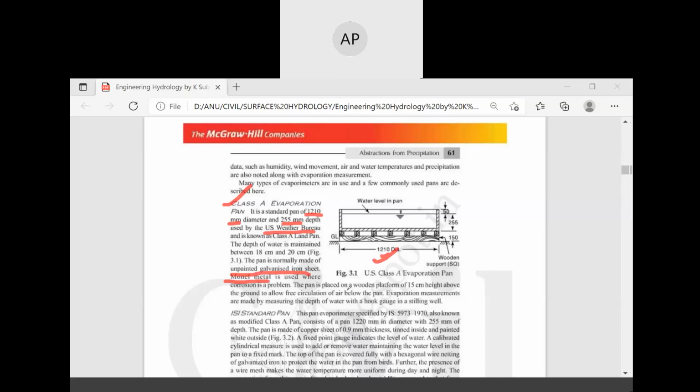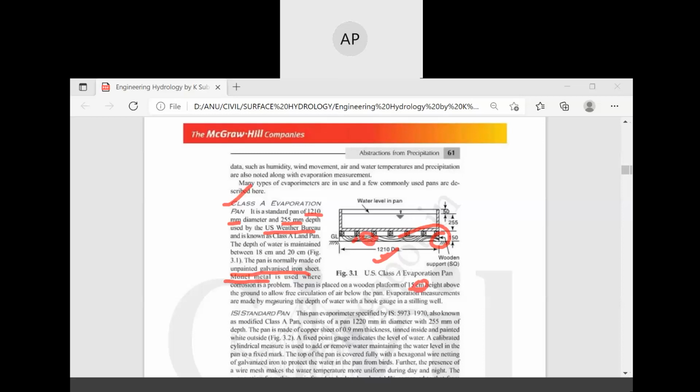The pan is placed on a wooden platform of 15 centimeters. So this pan is placed on a wooden platform, at 15 centimeter height above the ground to allow free circulation of air below the pan. So there is a gap between the base of the pan and the ground.